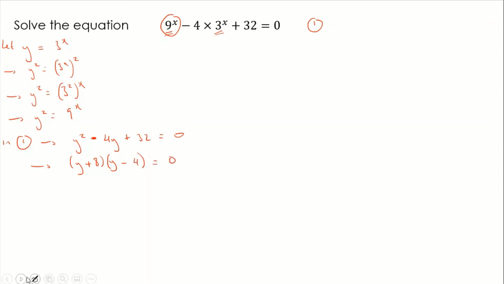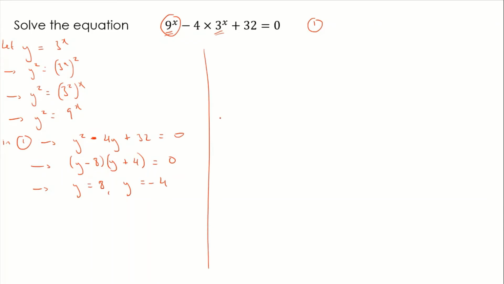Oh, no, sorry, I do want minus 8 plus 4. Sorry, guys, yeah. I do want minus 8 there and plus 4 here to make the negative 4. That means that y equals 8 and y equals minus 4.